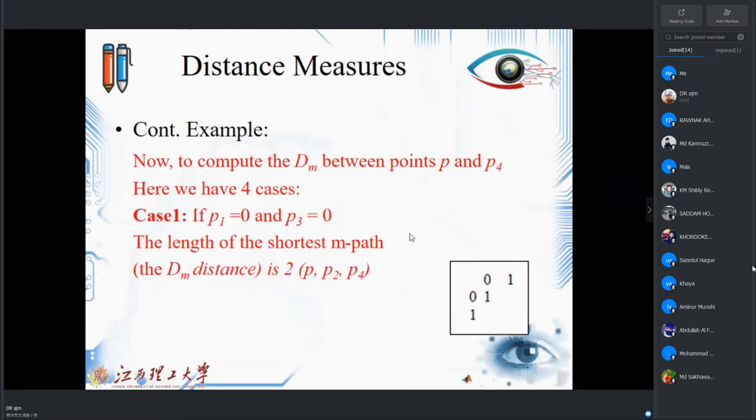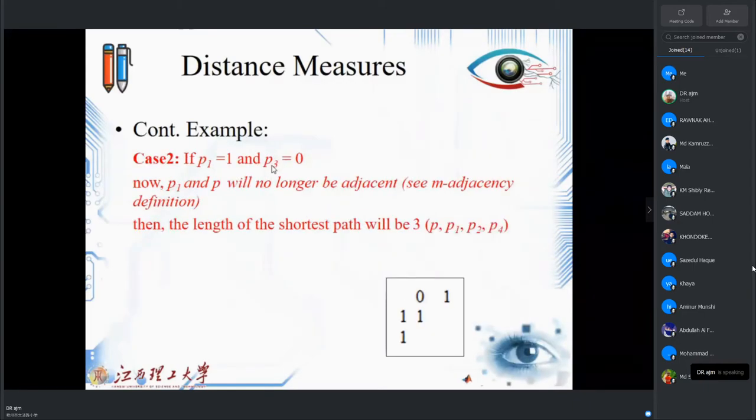Now, to compute the D_M distance between the point P and P4, we can have some cases. Case number one is that if P1 is equal to 0 and P3 is equal to 0, then the length of the shortest m-path comes to picture something like that, which is equal to 2, based on the formula that we gave. And if P1 is 1 and P3 is 0, now P1 and P will no longer be adjacent. Then the length of the shortest path will be 3 between them.